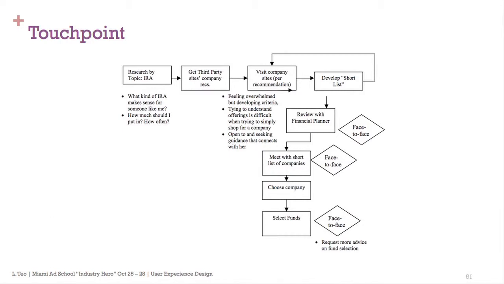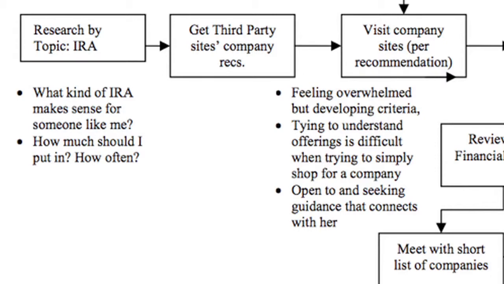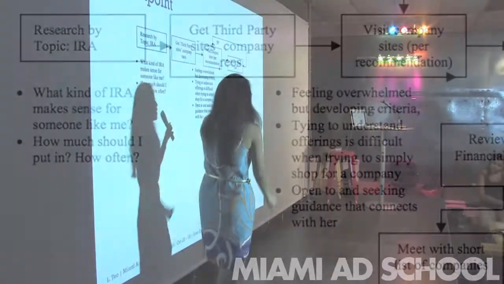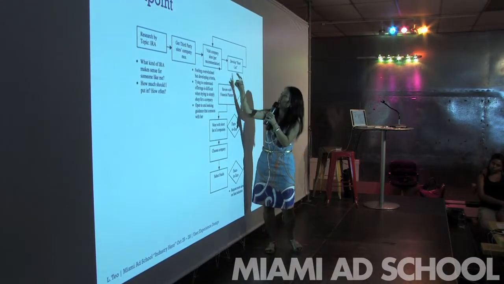And this is one example of how you articulate someone's journey. So this person says, what kind of IRA makes sense for me? Right? That's a retirement account. How much should I put in? And then this person gets to third-party sites and company recommendations. And then this person does his or her homework and visits the different competitor sites to find out about their products. Notice the pain points: feeling overwhelmed, trying to understand offerings is difficult, open to and seeking guidance that connects with her. So this gives you a sense also of the channel crossover point.